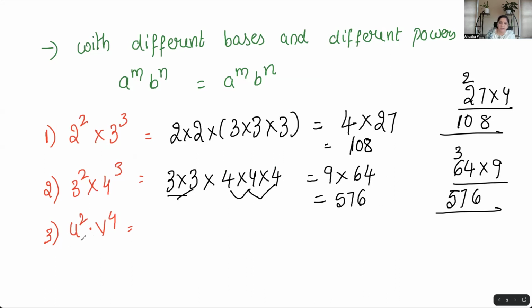Okay. In the third example, the bases are different. We can't do anything. We will just write it as u square and v to the power of 4.